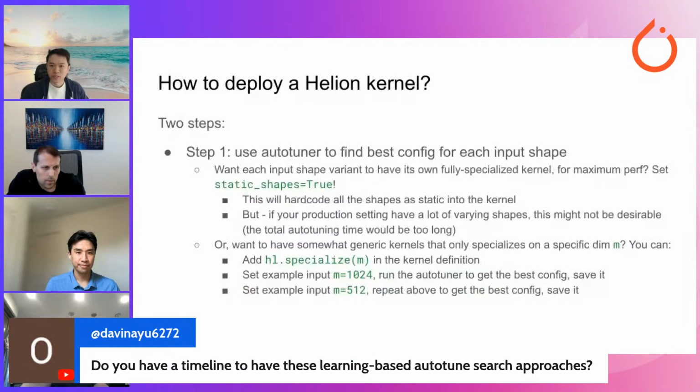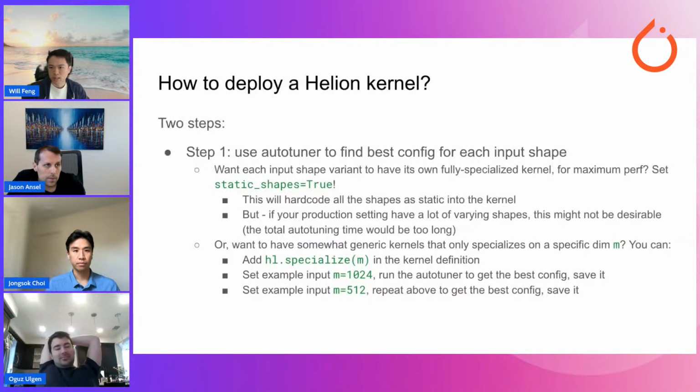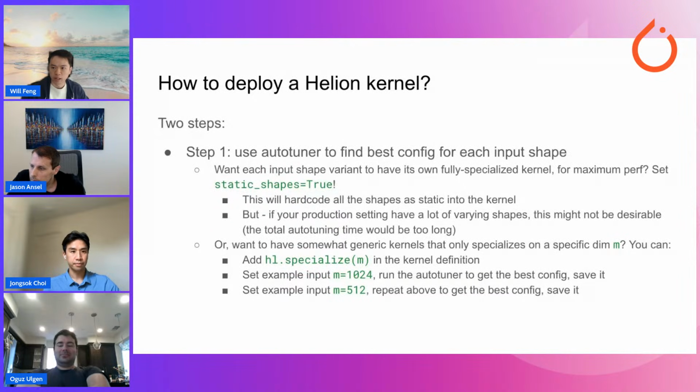Yeah. So we are just talking about how to deploy a Helion kernel. When we look at production settings, usually we are not dealing with a specific input shape. We're dealing with various different input shapes to the same kernel, and for the maximum performance use case, we should have each input shape variant have its own fully specialized kernel, and in that case, we can set static shapes equals true.